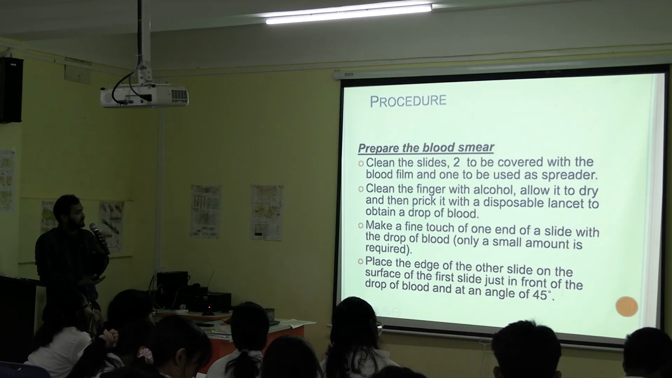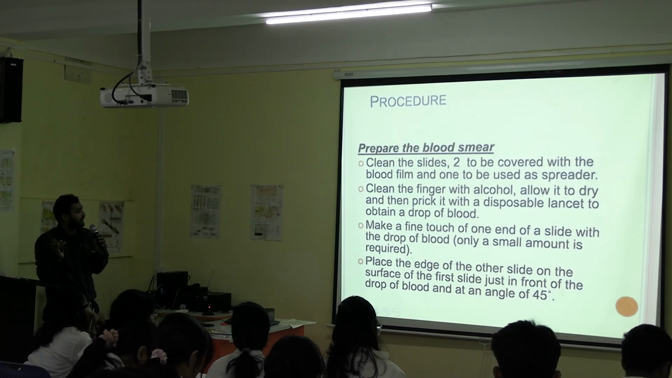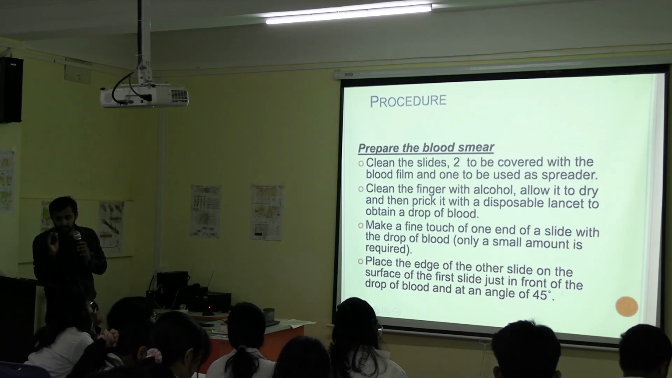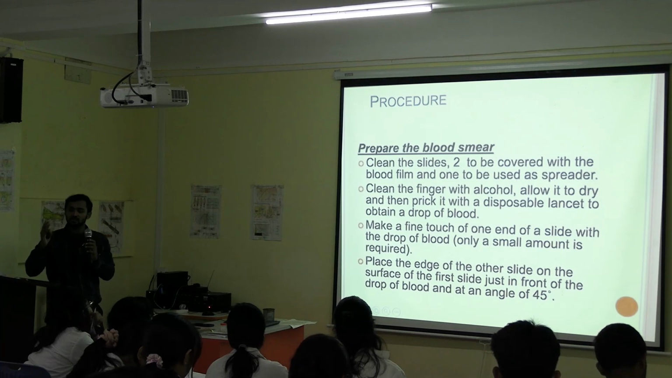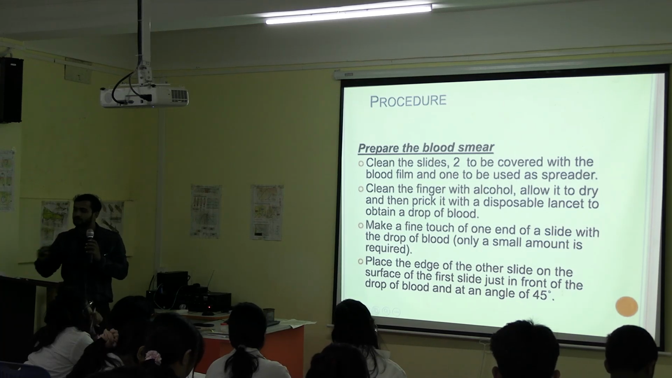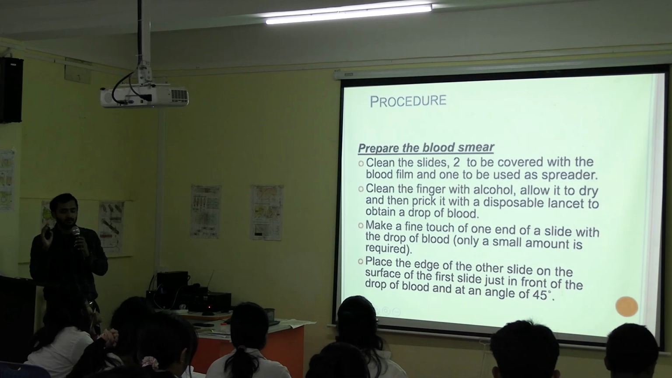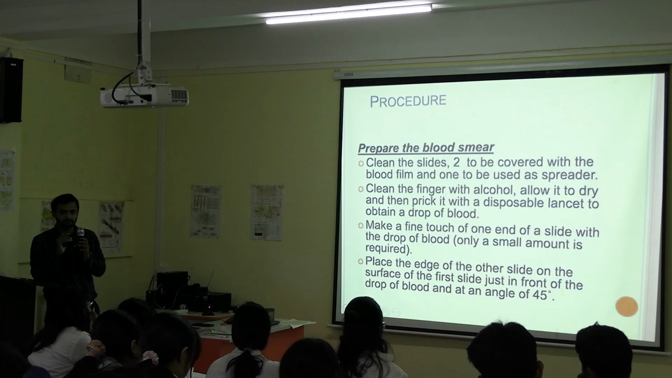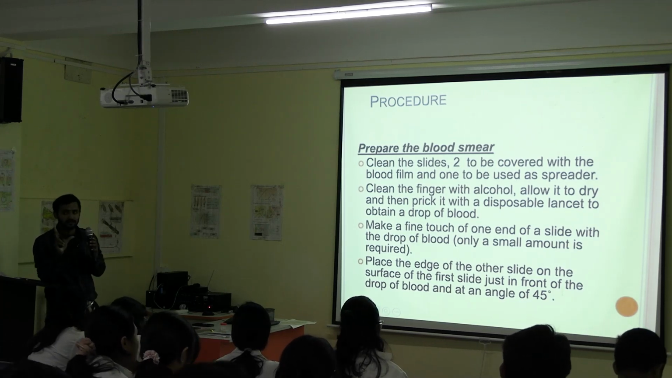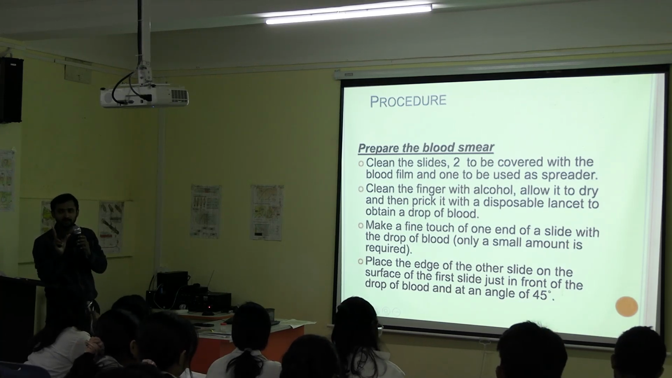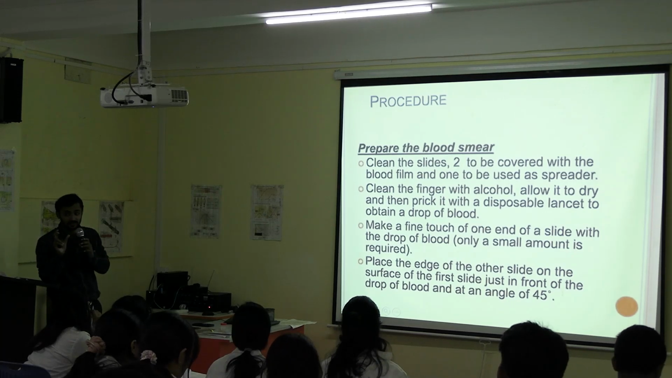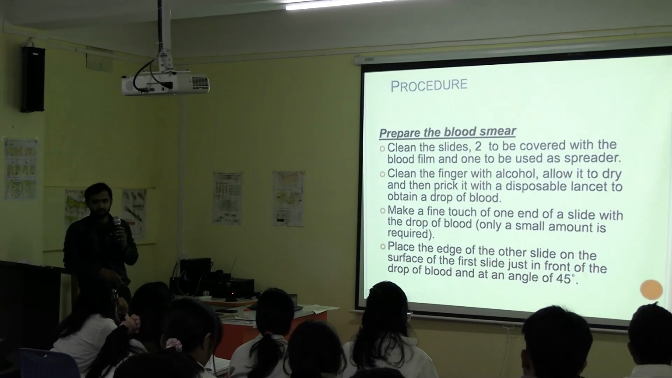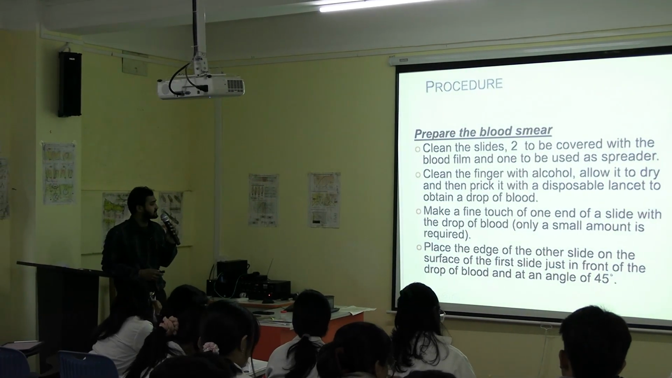After that, make a fine touch with one end of the slide with the drop of blood, only a small amount. Here we will be taking a small amount, not a full drop. Here are 4 slides, so with 1 drop you should be able to put it on the 4 slides. Where will we be putting the blood drop? One side, at least 1 centimeter from the end. The total length of the blood smear should be 4 to 5 centimeters at least.